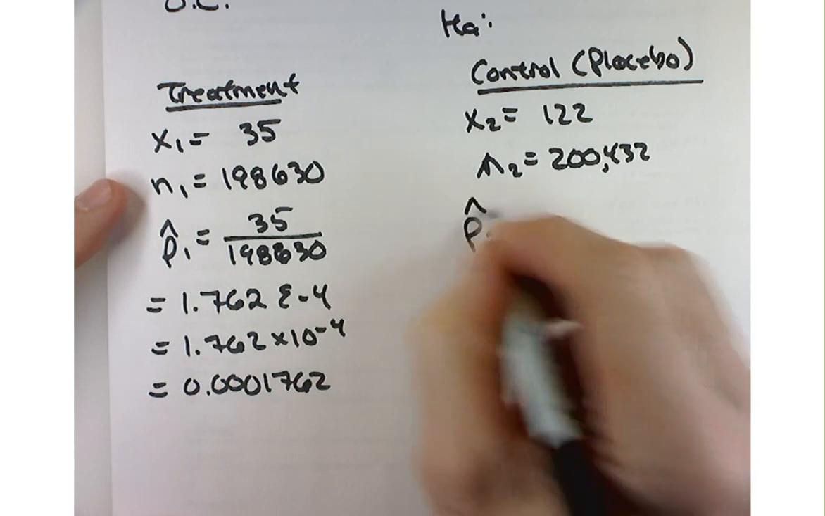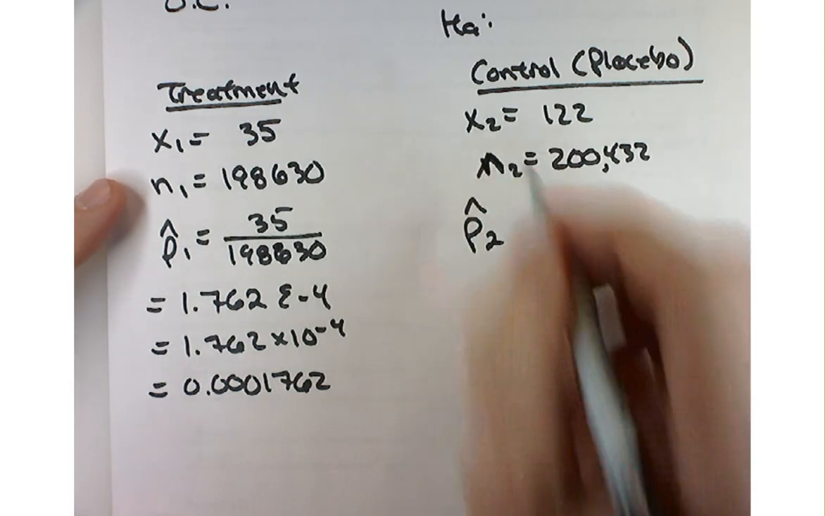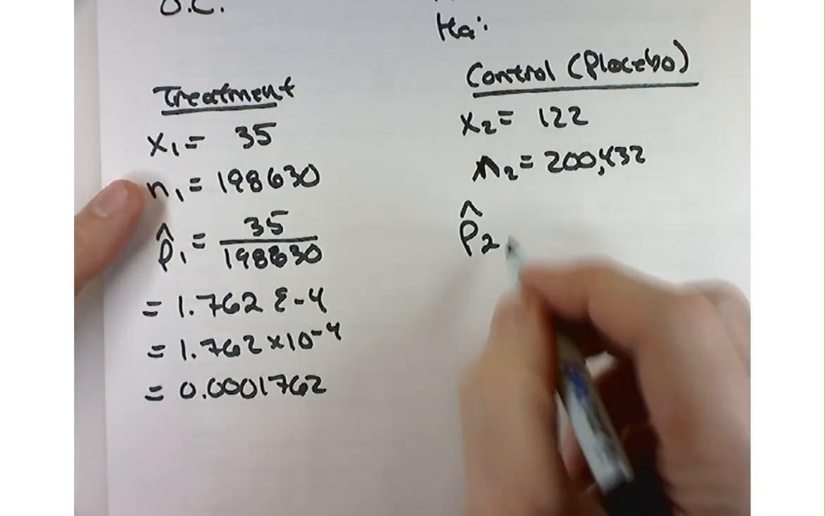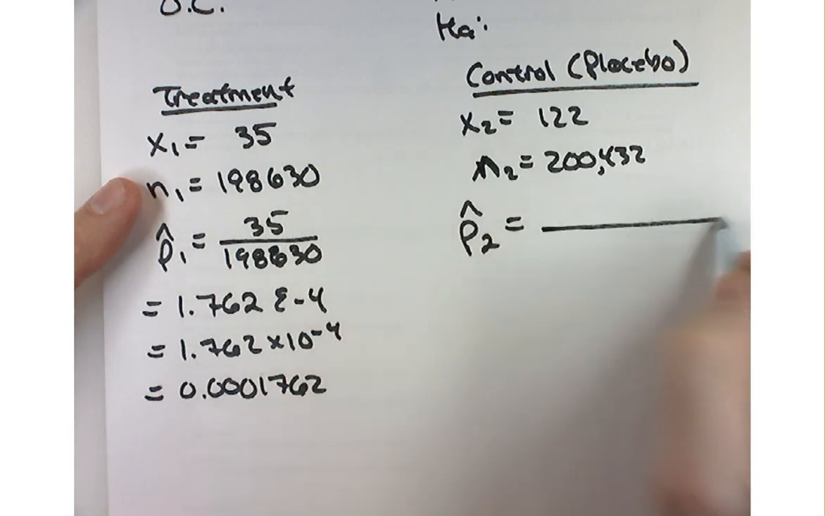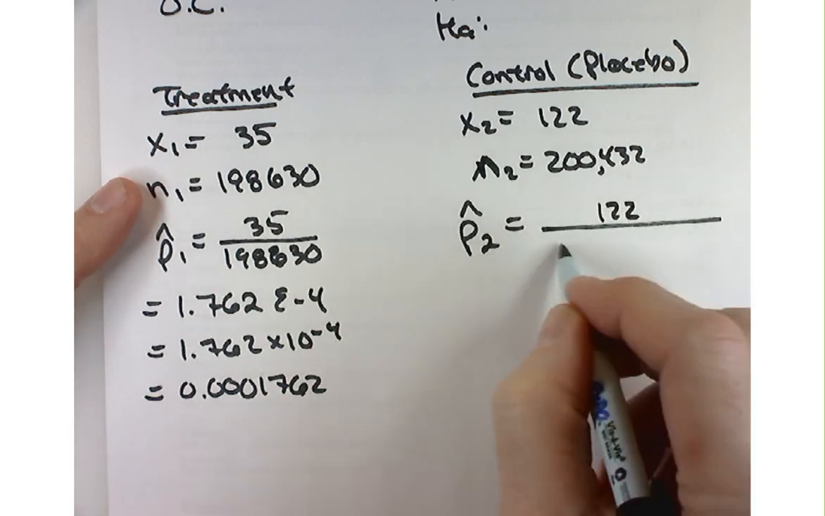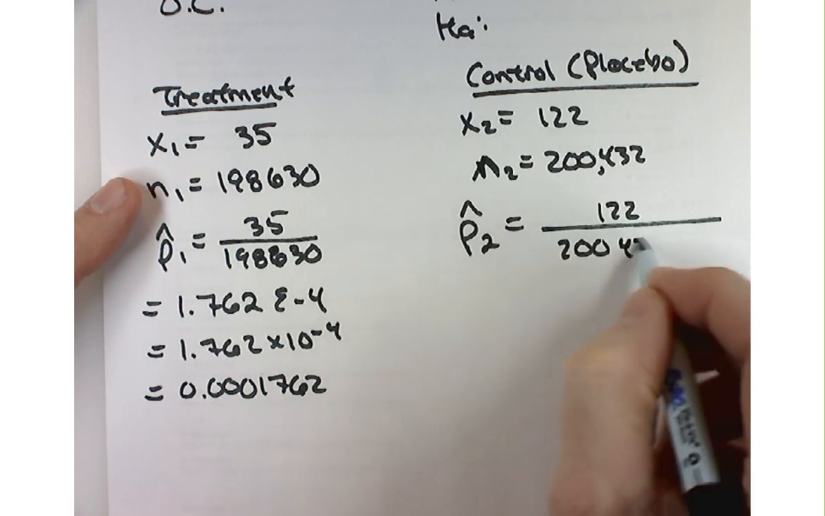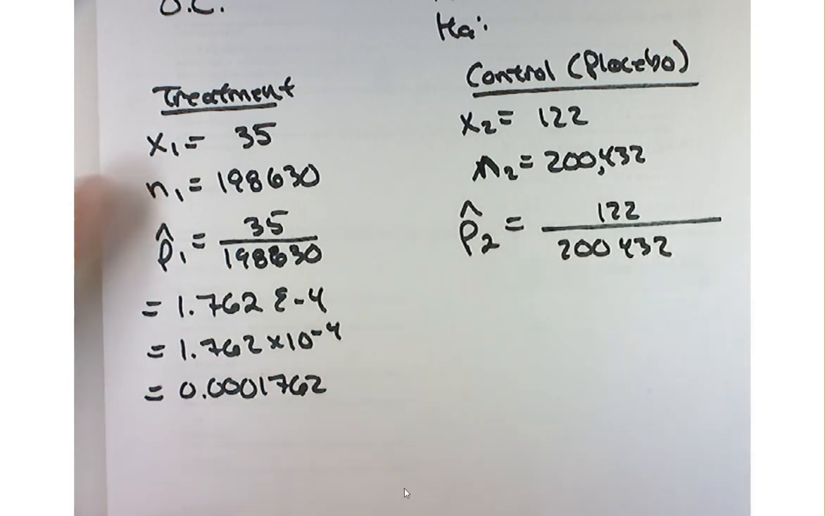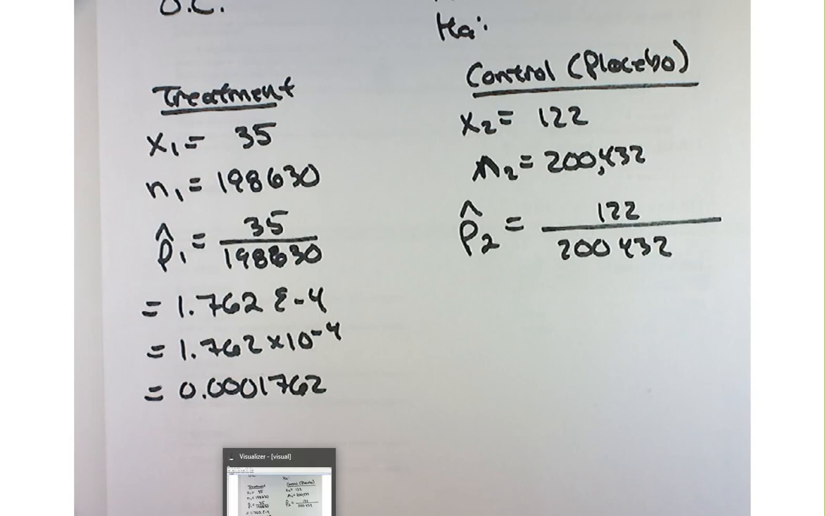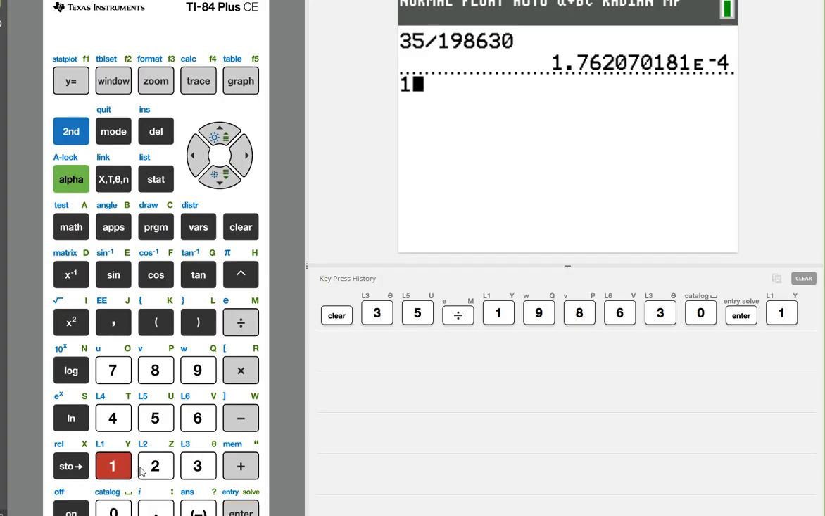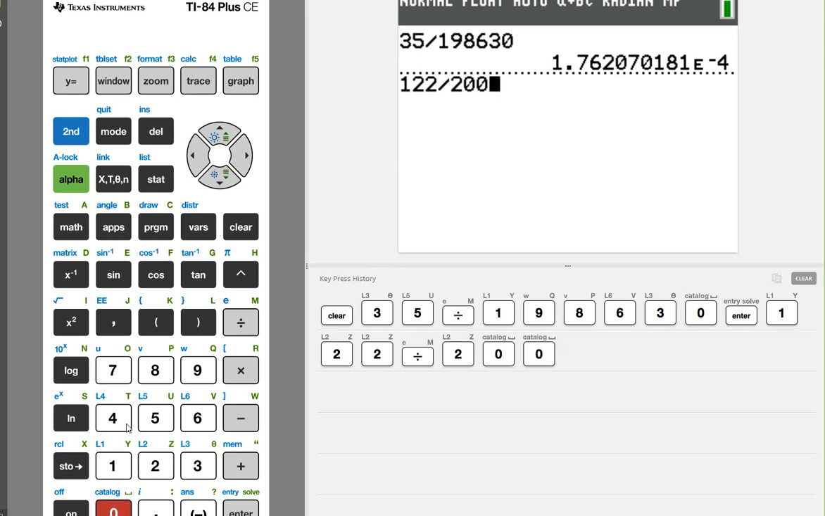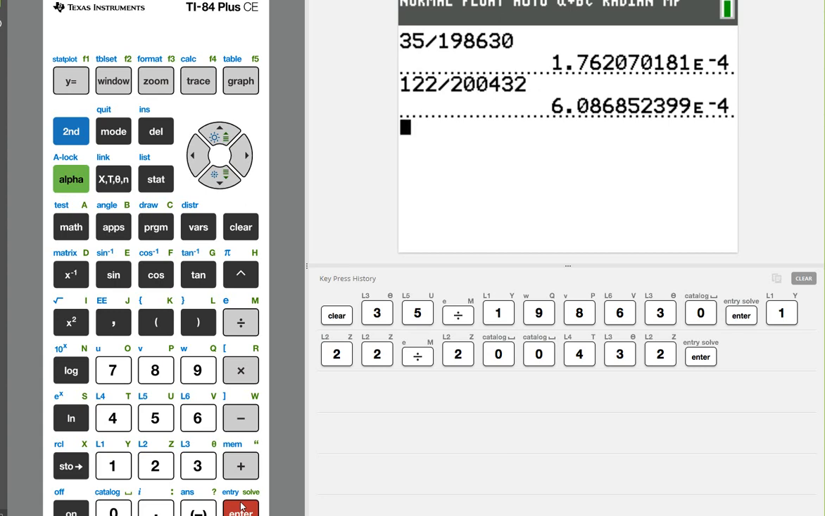What's p hat sub 2 going to look like? Dimitri? 122 over 200,432. Nice. And let's take a look at that probability as well. So 122 divided by 200,432. So 6.086.